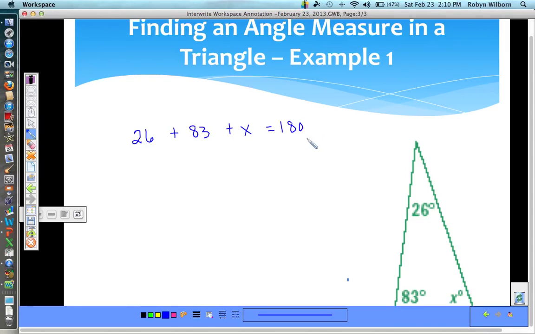Now I can just go through and use what I know about solving equations. These are like terms. So if I were to add these two together, I would get 109. And so I'd have 109 plus x equals 180 degrees. Now I could use what I know about solving equations, inverse balance solve, and I would find out that x equals 71 degrees. So the value of this angle right here is going to be 71 degrees.